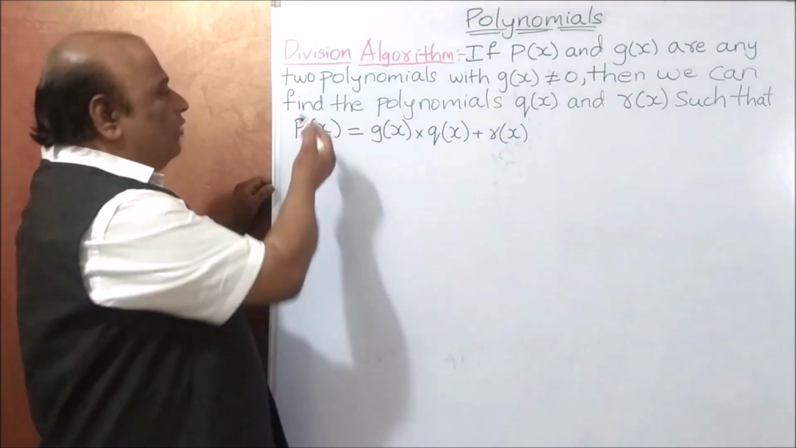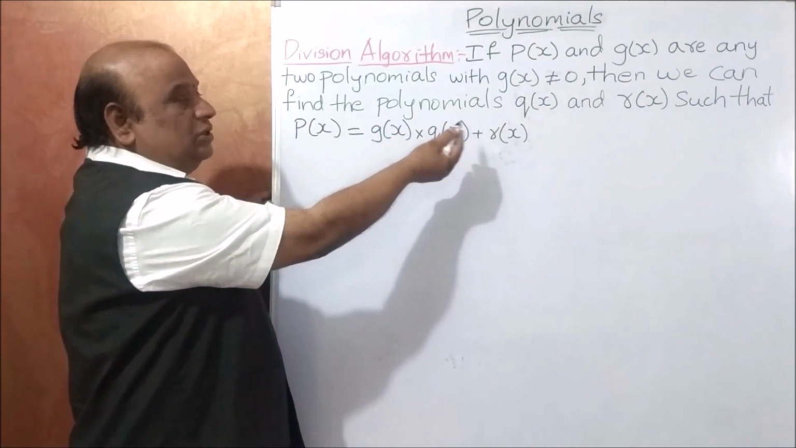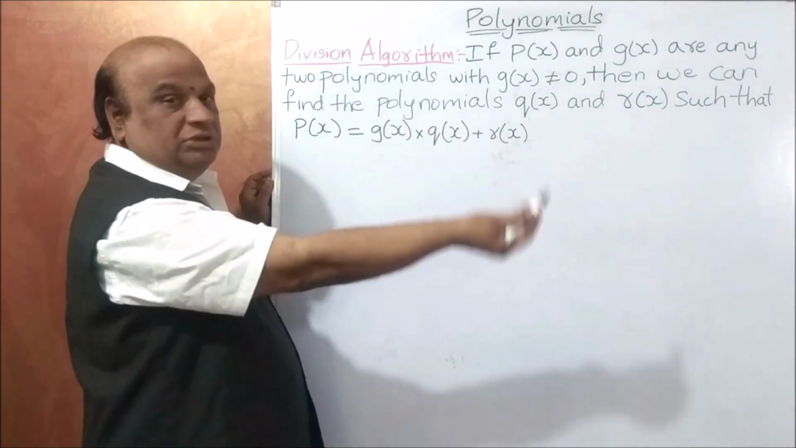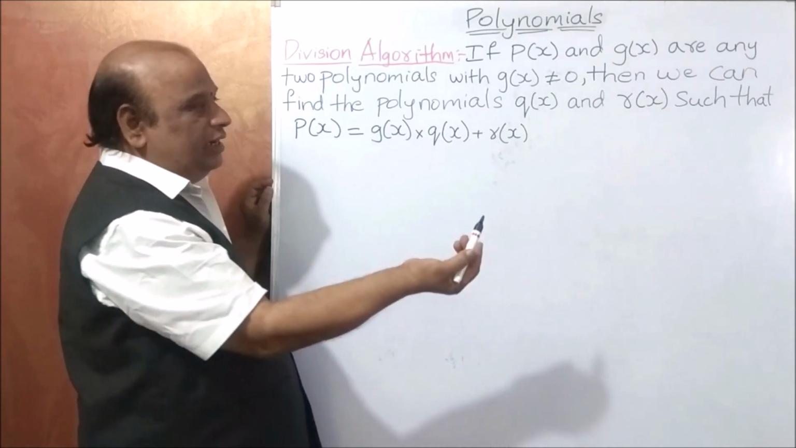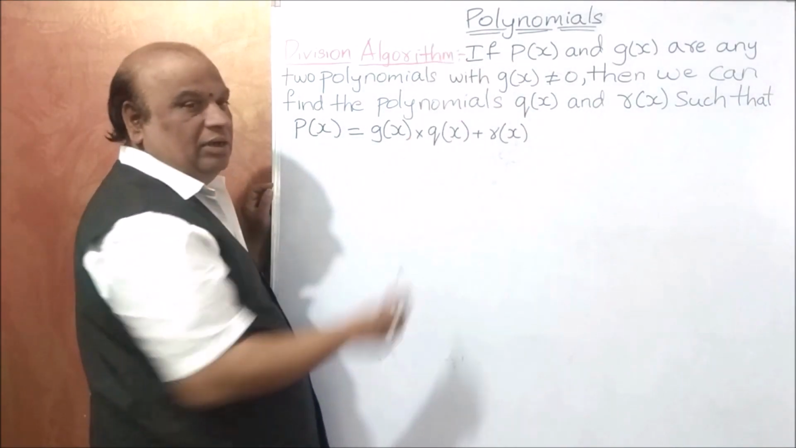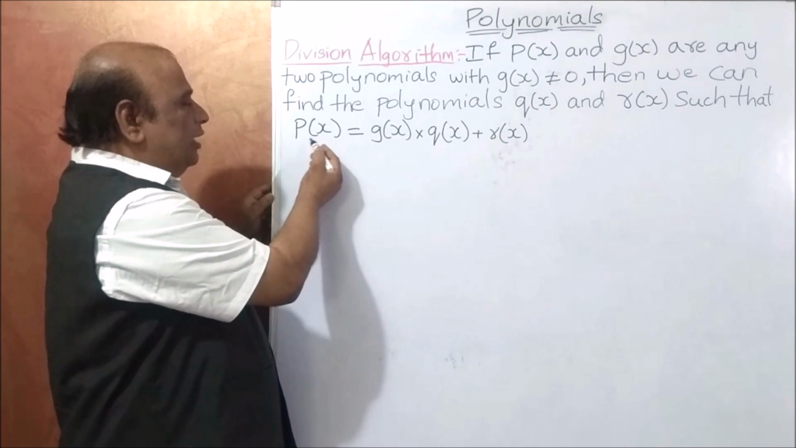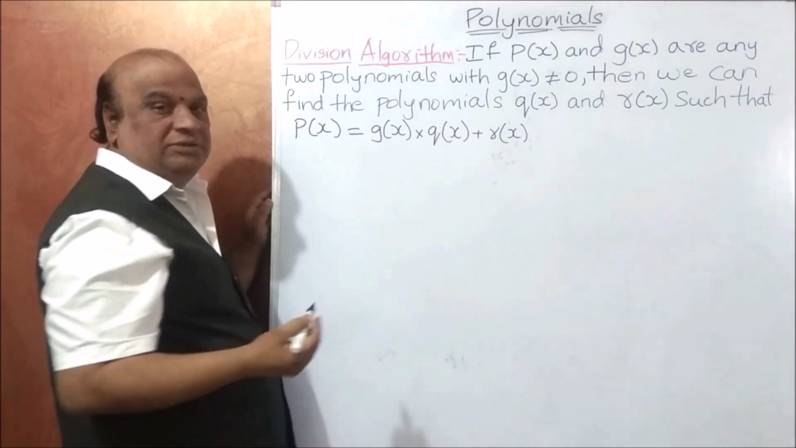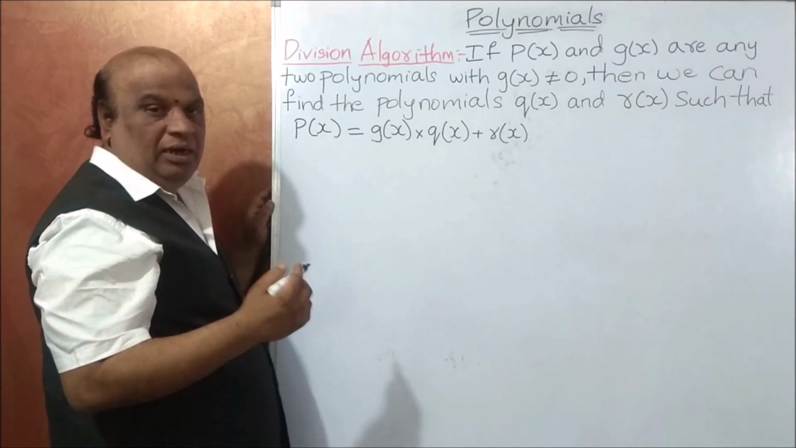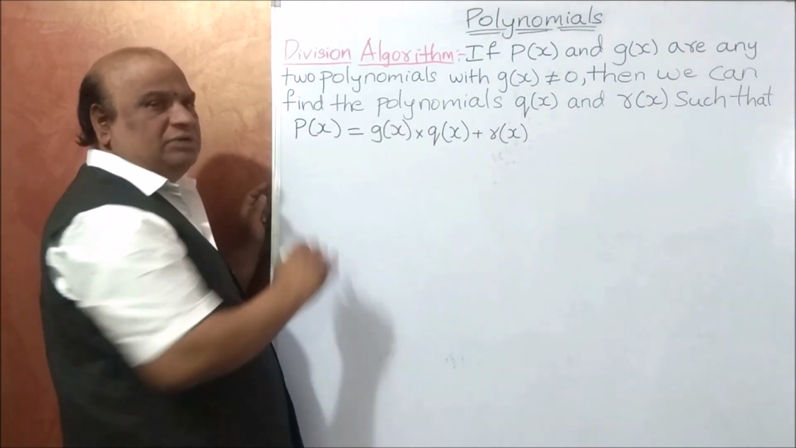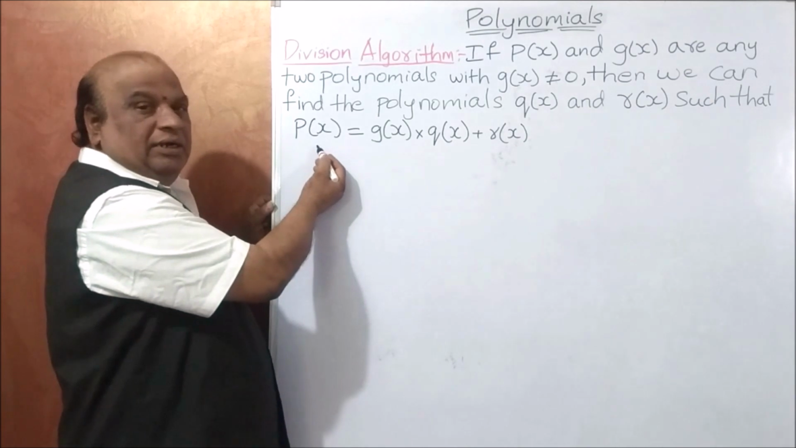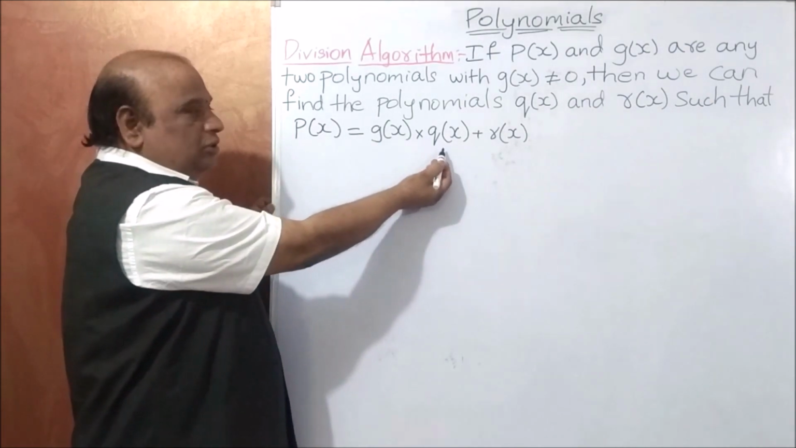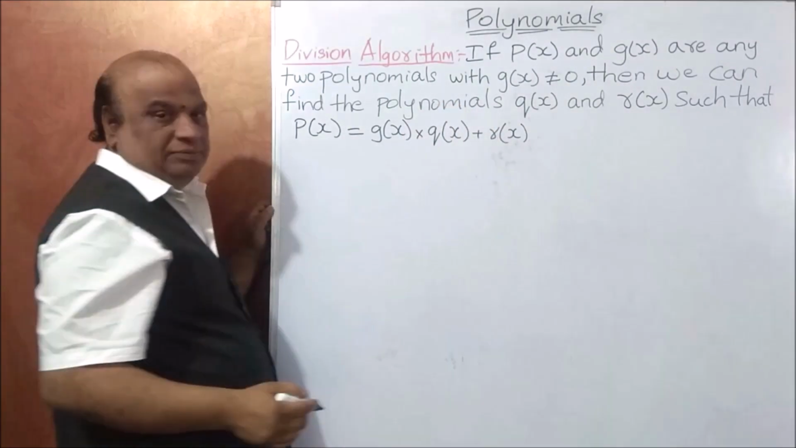Then we can find the polynomials Q of x, what about Q of x? That is nothing but the quotient, and the remainder R of x, such that P of x is equal to G of x into Q of x plus R of x. Understood? It is nothing but the division rule. Dividend is equal to divisor into quotient plus remainder.